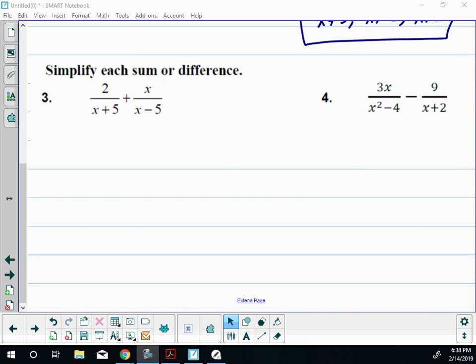For 3 and 4, we have an addition and a subtraction. In order to do addition and subtraction, we have to have a common denominator. So you look at the denominators of each of the fractions. This one has an x plus 5, this one has an x minus 5. So the least common denominator is going to be those two things multiplied together. So the second fraction is going to need an x plus 5, since it already has the x minus 5. And the first fraction is going to need an x minus 5.